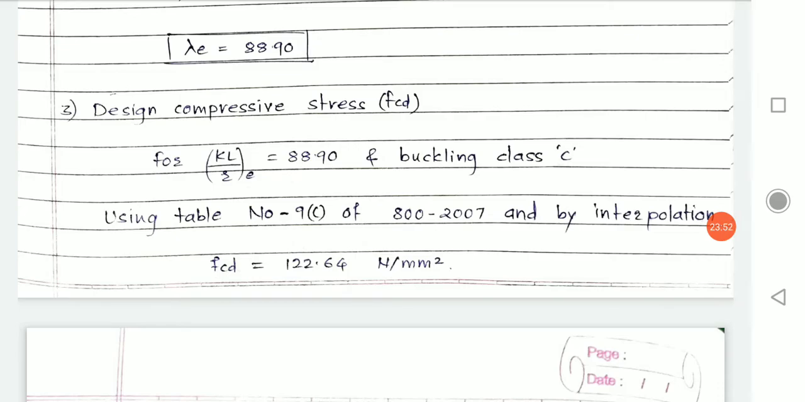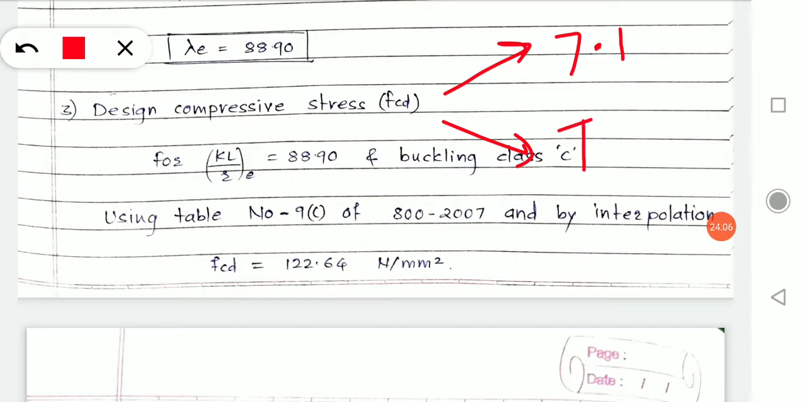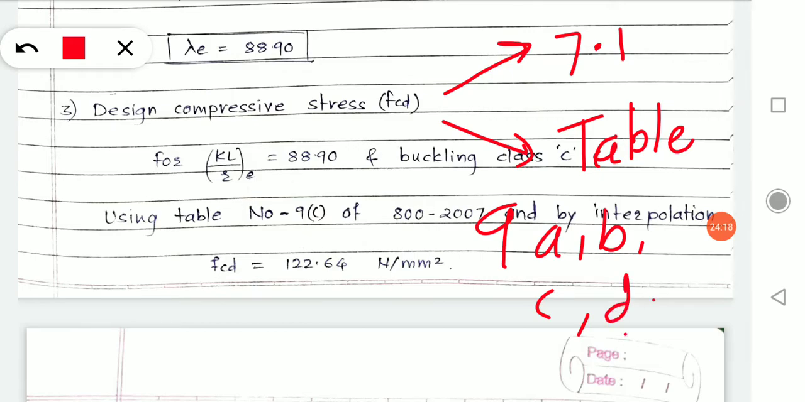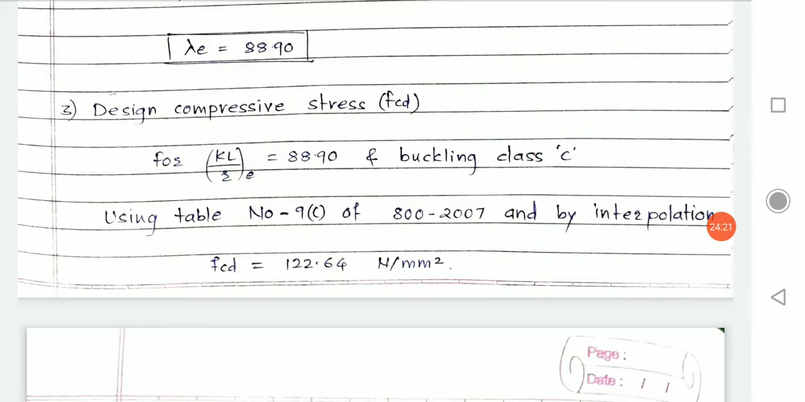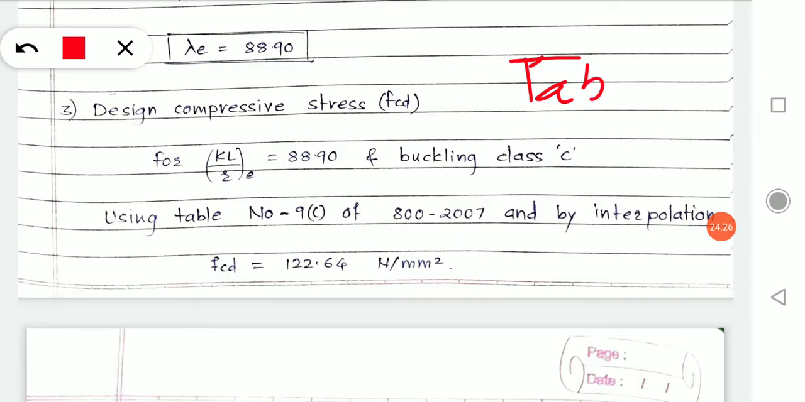Okay, now the next step is design compressive stress. How to do that? Design compressive stress, FCD. FCD will be calculated on the basis of table or on the basis of clause 7.1. There are two ways, clause 7.1 or on the basis of table. Which one is the table? Table 9A, B, C and D. These are the tables. For the selection of table also you have two requirements. If I am choosing table number 9, I must know what is the lambda or slenderness ratio and what is the buckling class.